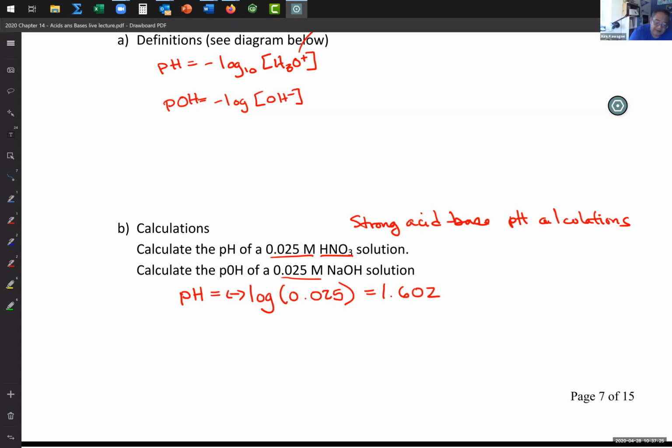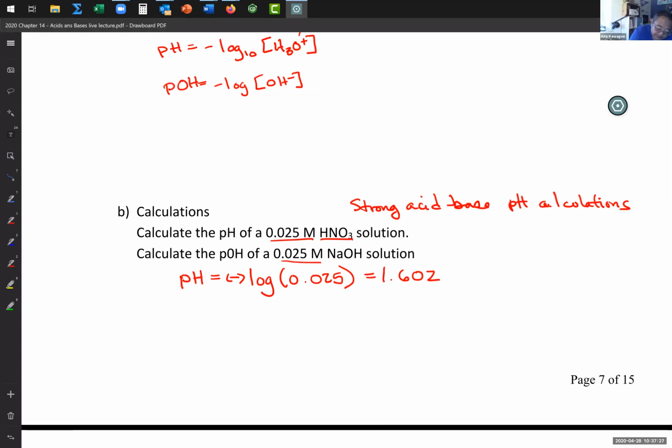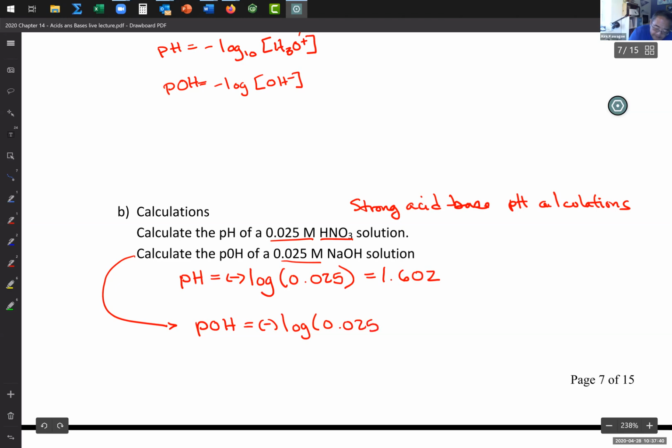All right, so if I want to calculate pOH, we're going to do this problem. I want to calculate pOH. It's exactly the same way. The mechanics are the same. They have different meanings, but the math is done the same way. So that'll be 1.602. So that's sort of stage one of this. So make sure you can do those calculations.